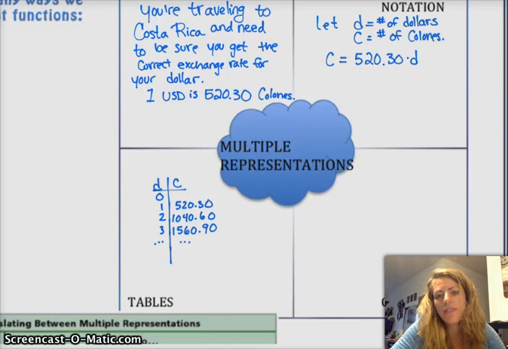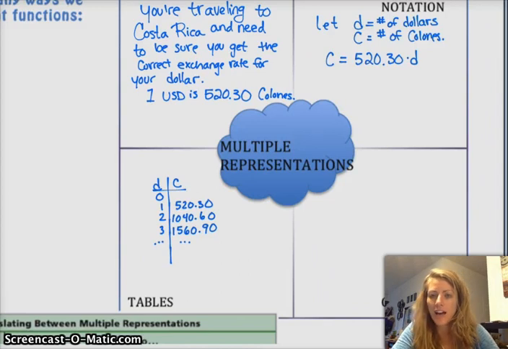And then you could also graph this. This is a linear function with a y-axis of colones and an x-axis of dollars, and the y-intercept is 0, slope is 520.3. So you could even graph this.